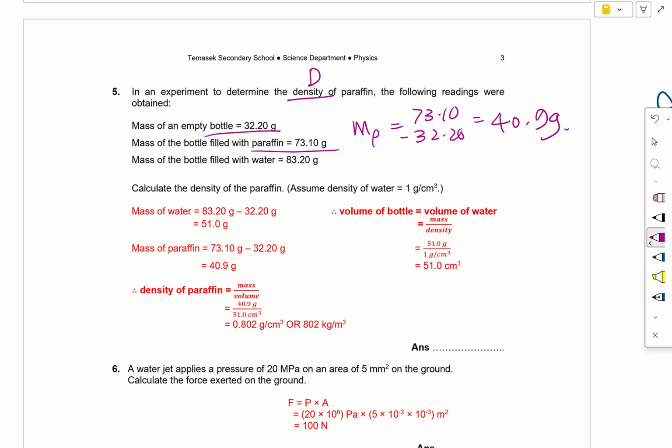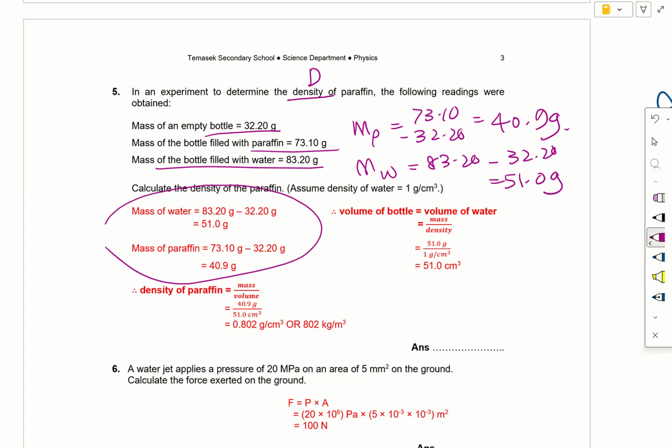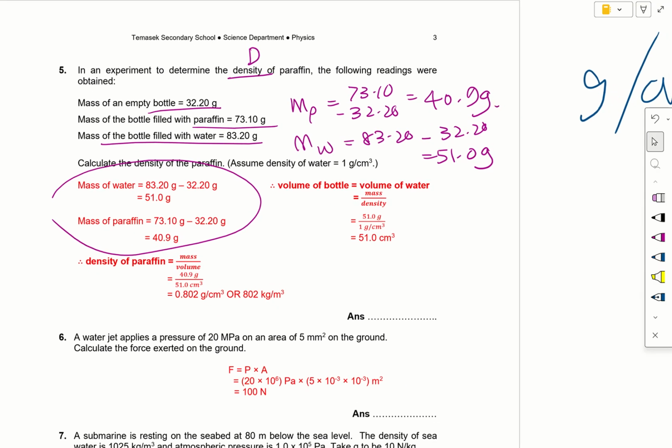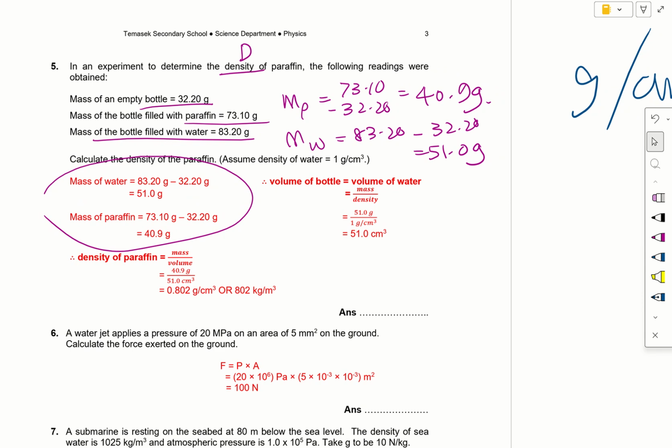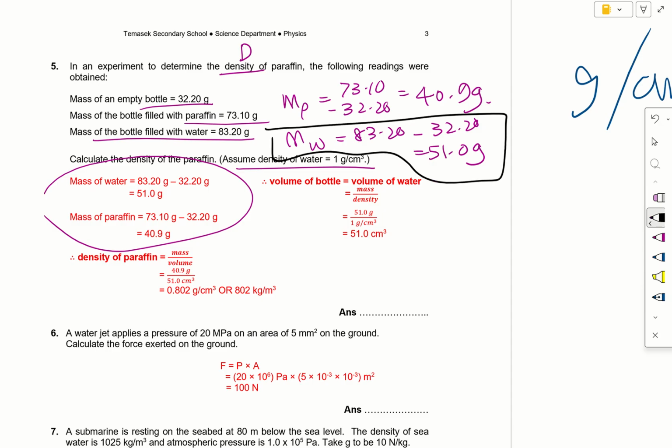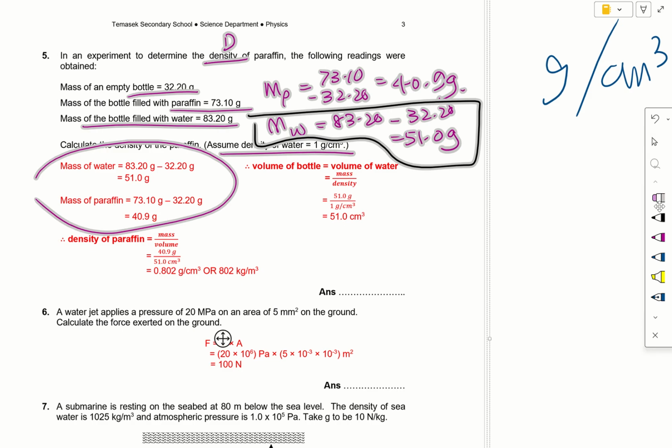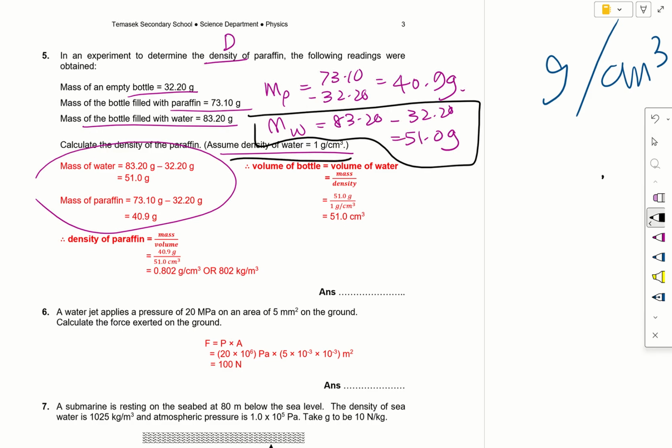Now if I change the content of the bottle to water, I have the mass of water to be 83.2 minus 32.2, which equals 51.0 grams. This is what is being done here. They want us to calculate the density of the paraffin and assume the density of water. Now that we have the mass of the water, we have the density of water, which is over here.